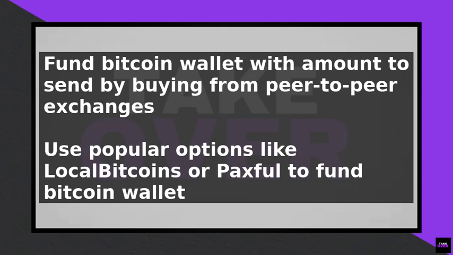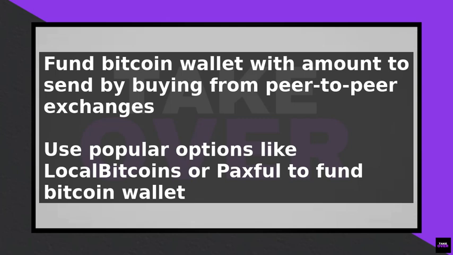To send Bitcoin, open your Bitcoin wallet software and click on the Send tab. Enter the recipient's Bitcoin address, the amount of Bitcoin you want to send, and any additional transaction fees. Transaction fees are paid to the Bitcoin network to process your transaction, and the fee amount will depend on the size of the transaction and the current network traffic.